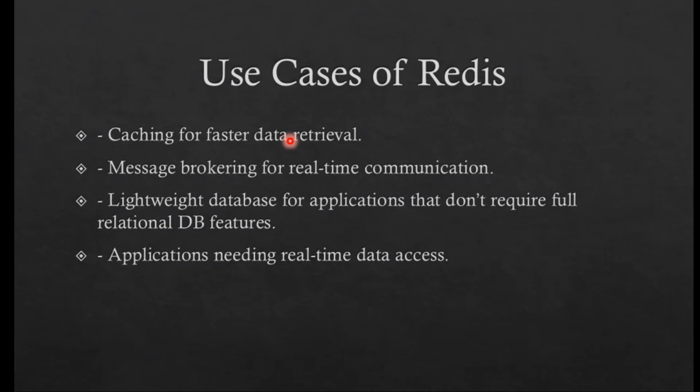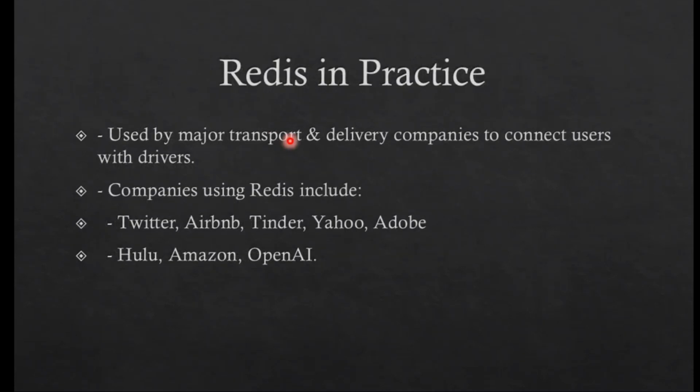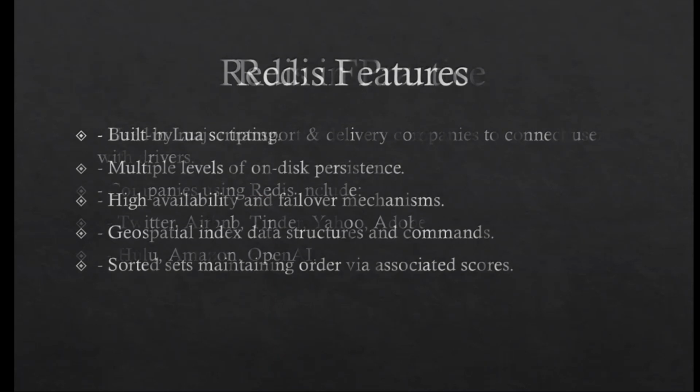Okay, so application needing real-time data access. If your application wants frequent data access, suppose you are retrieving some frequent data like some sort of price detail of any trade, right? So frequently access data you can maintain, like real-time data access you can maintain in this. Used by major transport and delivery companies. Connect user with the driver. Companies using Redis include like Twitter, Airbnb, Tinder, Yahoo, and many more.